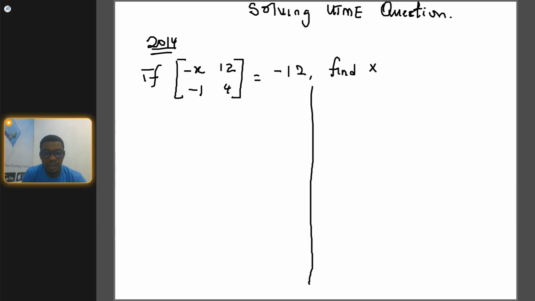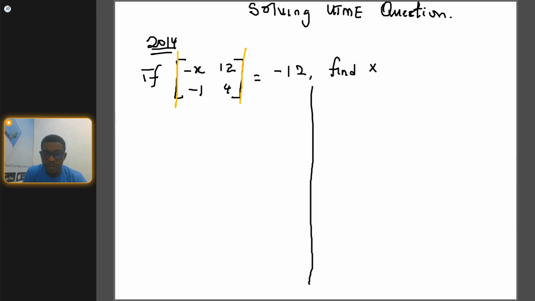So we are given this question to find the value of x. This implies that the determinant of this matrix is given to be this value. The determinant of this matrix is given to be what? Minus 12. And we are asked to find the value of x.